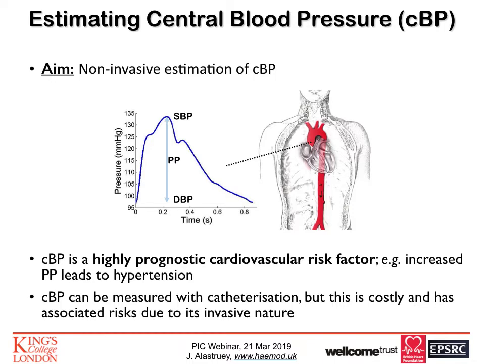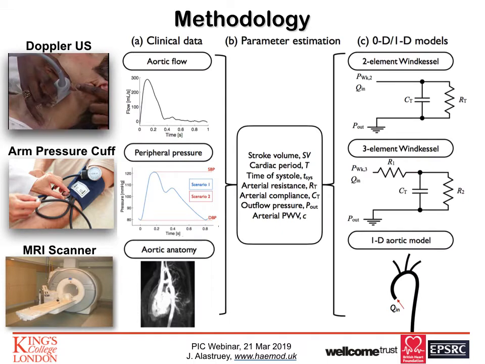We want to have a non-invasive methodology to estimate central blood pressure because at the moment it can only be measured directly by catheterization, which is costly and has associated risks due to its invasive nature. We have developed a methodology to estimate central blood pressure from non-invasive clinical measurement using 3 types of reduced order models with increasing complexity. This can be seen in the column on the right. We have 2 0D models and the 1D model of the upper thoracic aorta that I showed you before.